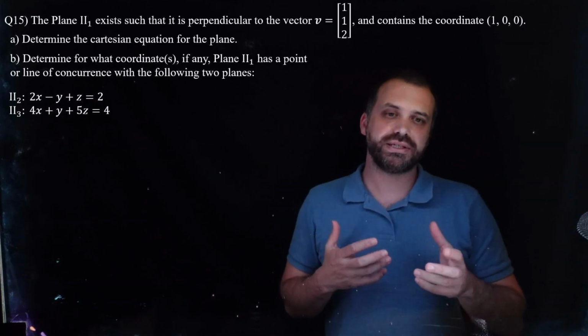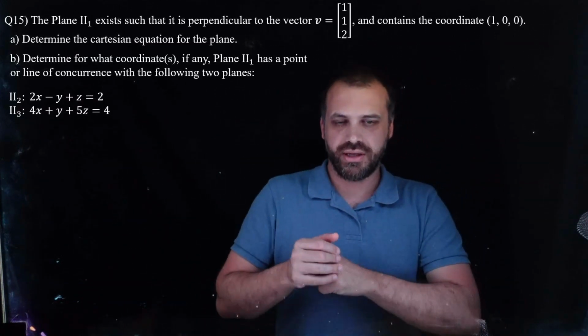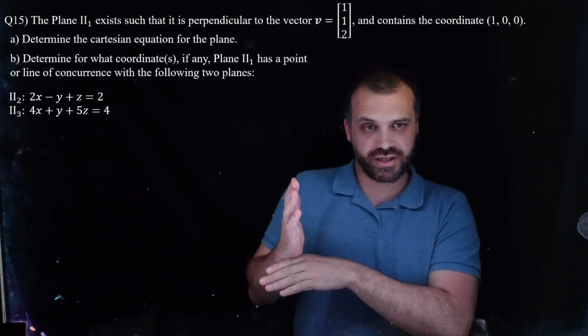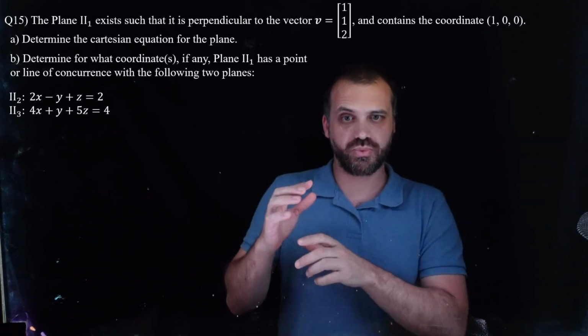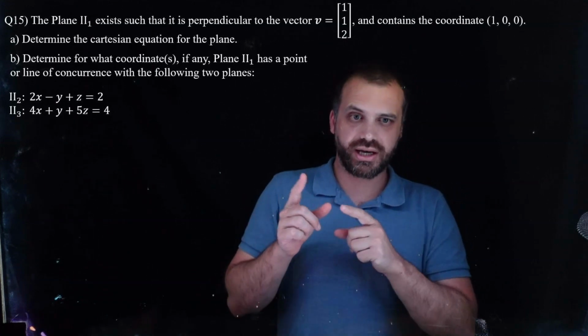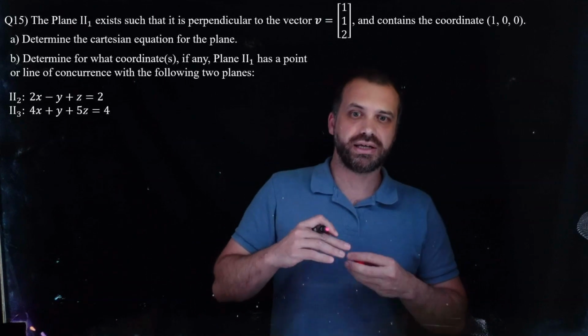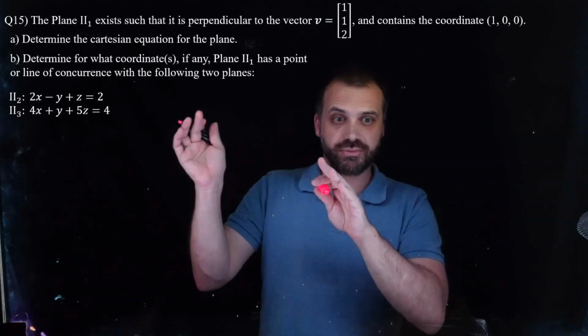All right, there's bound to be something like this on there. The plane exists such that it is perpendicular to this vector and contains the coordinates 1, 0, 4. Determine the Cartesian equation for the plane. All right, so let's find the Cartesian equation for the plane. We're just focusing on part A for now.